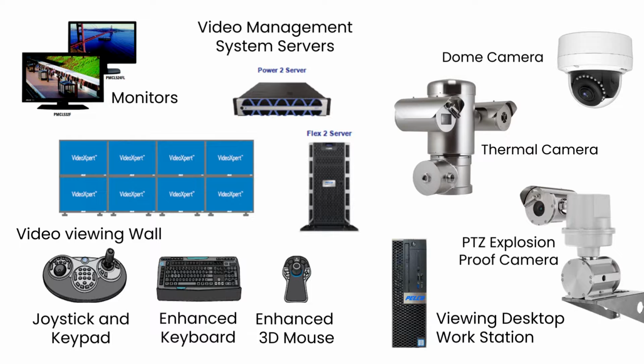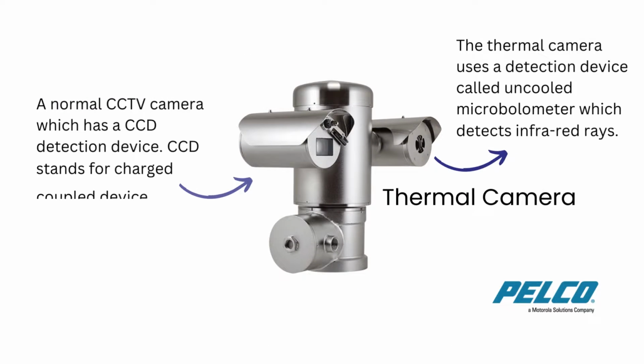Another type of camera is the thermal camera. Here you see the PELCO version of it. On one side is a normal camera which has a CCD detection device. CCD stands for charge coupled device. On the other side is a thermal camera. The thermal camera uses a detection device called an uncooled microbolometer which detects infrared rays. Some of the uses of thermal cameras include detecting an oil leak in water, detecting people in the dark, and detecting overheated joints.